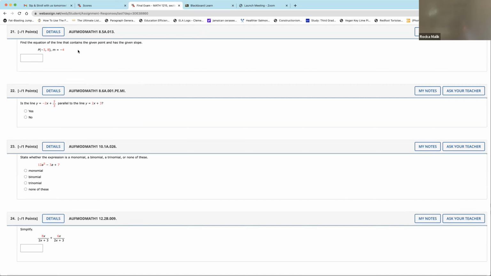I've done this one already. I've done one like this. You're creating a line that has the point and the slope, means you use the point slope form, which is y minus y1 equals m times x minus x1.